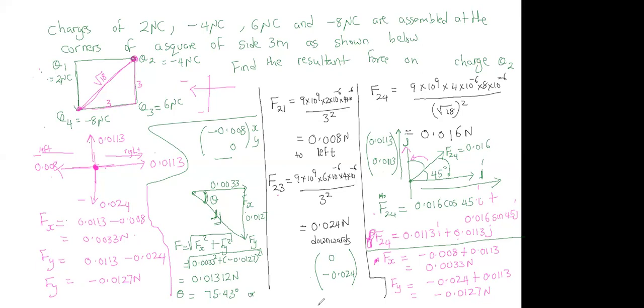You can say that my resultant force is 0.01312 newtons at an angle of 75.43 with the 0.0033 newtons. That is one way of stating it. Or you are going to say, when you state 75.43, it makes sense, but you must add on something to show in which quadrant it is. So when I draw like this, I can say it is 75.43. Then I look out for which quadrant that angle is in. So I will say below.